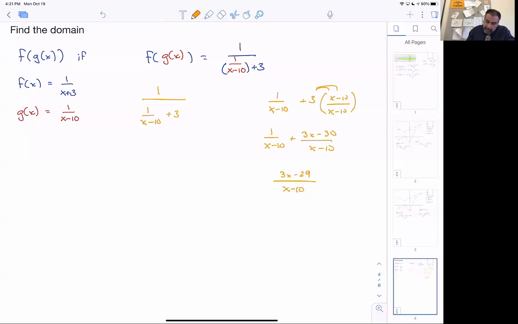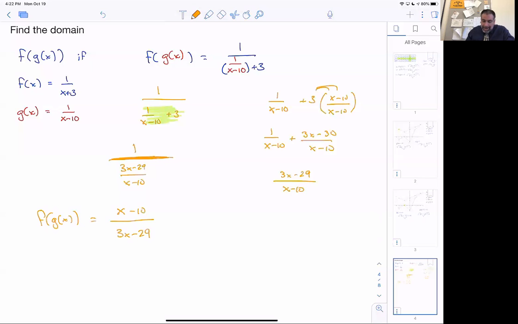So now I'll go back and replace this entire denominator with what we just found, because that's where we start. We combine those two terms. So this entire function is now equal to 1 over 3x minus 29 over x minus 10. But now I've got division by a fraction, which really just means taking the reciprocal of that bottom fraction. So it all turns out to be x minus 10 over 3x minus 29. So this is what f of g of x equals.